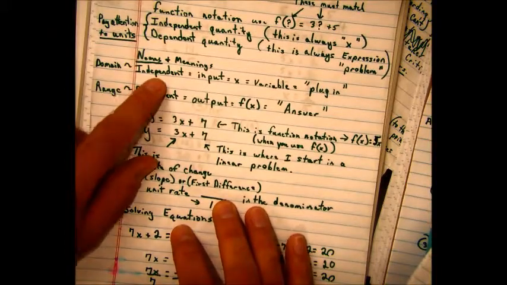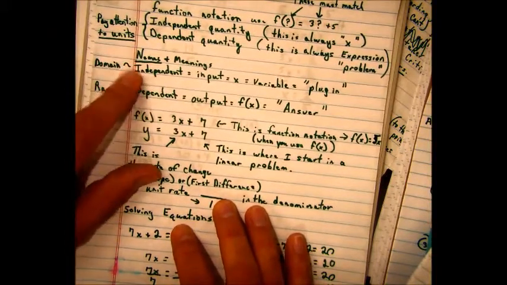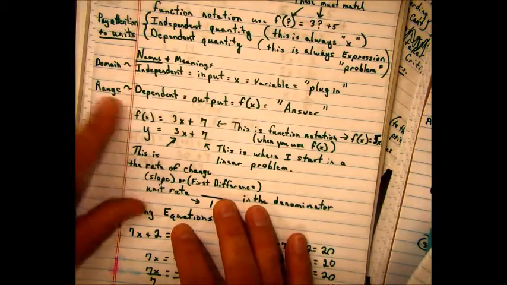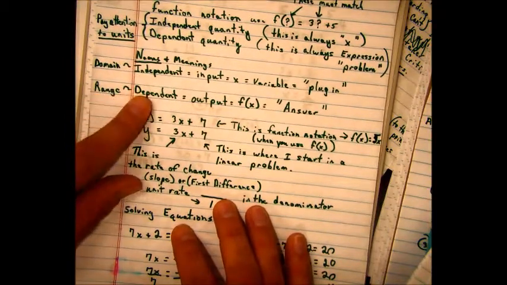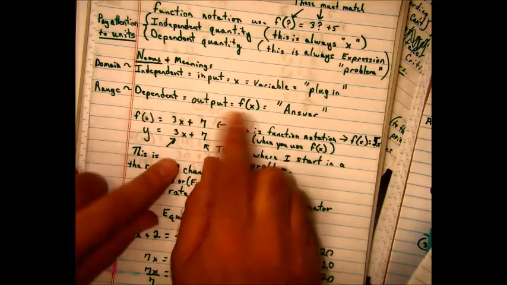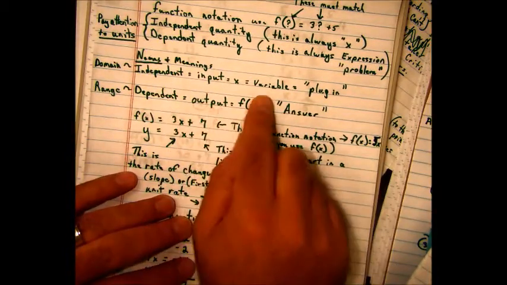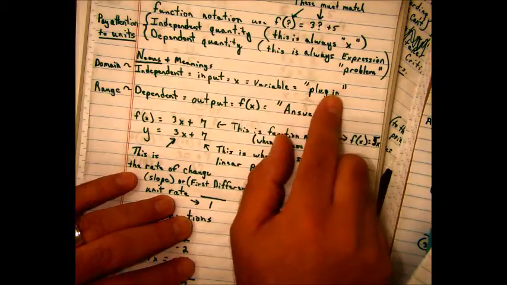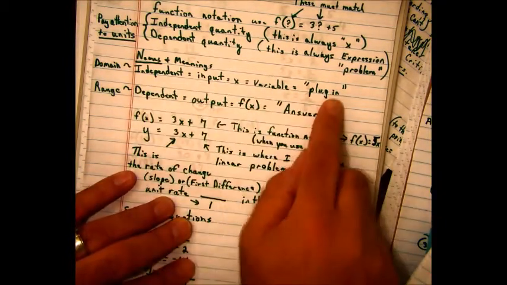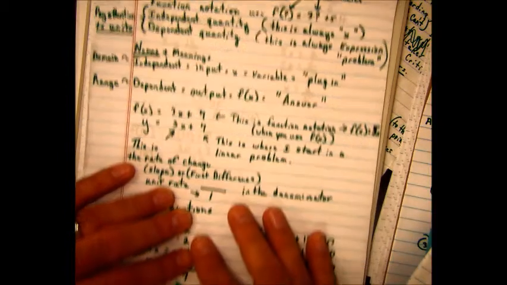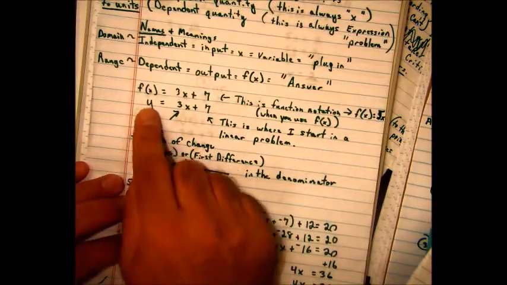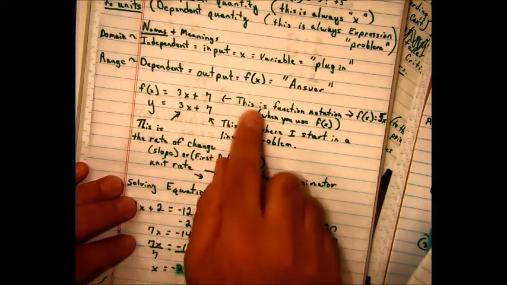Okay? Then we deal with domains and ranges. Understanding that domain is all of your independent variables, and range are all of your dependents, meaning your outputs, your f of x or your answer. And your inputs or independents or x or variable or what you're plugging in are all the same meaning.